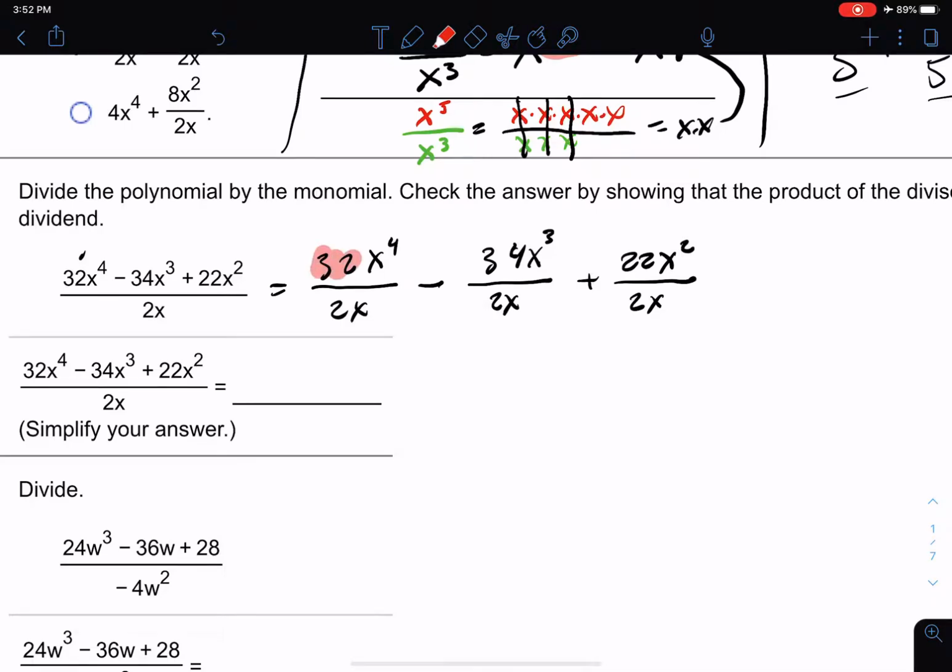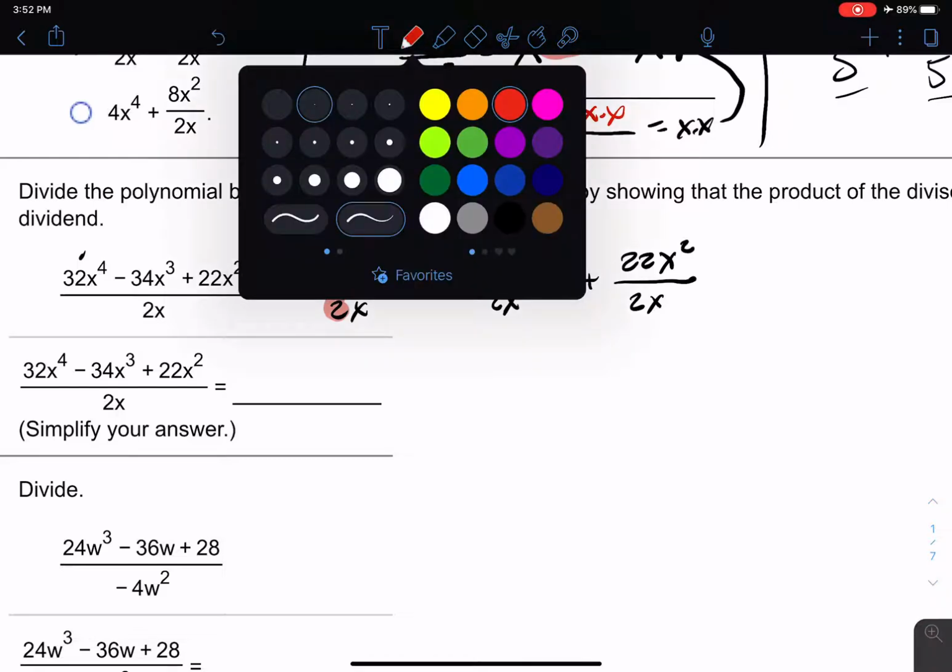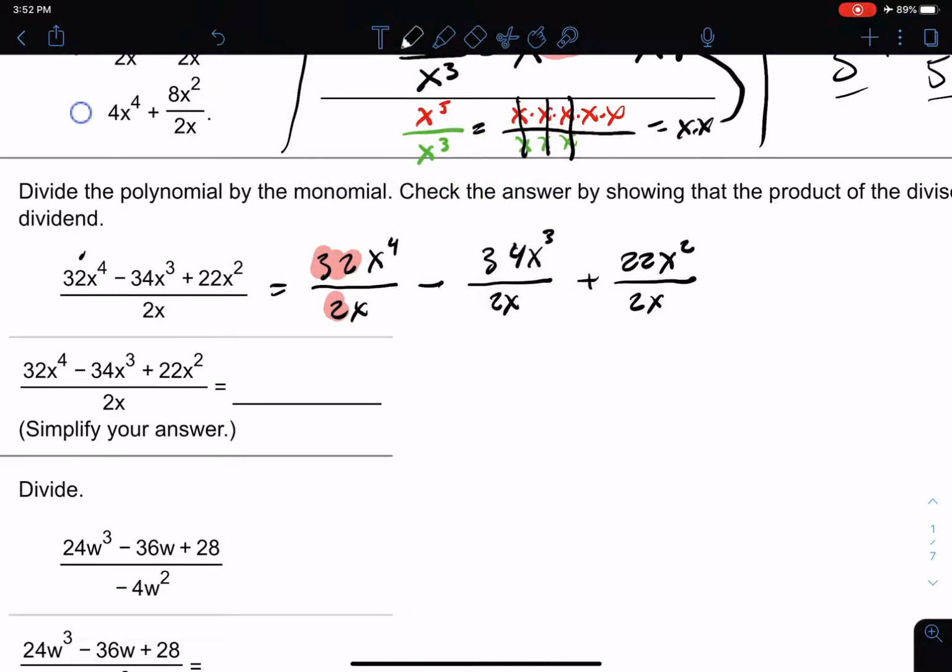I'm basically first taking a look at the numbers. So 32 divided by 2, well, that's just going to give me 16. And then remember, this is x to the fourth over x to the first. When you're taking a look at those exponents and you want to cancel them, you'd be canceling common factors. So 1x up top cancels 1x on the bottom, leaves us with x to the third. Or you can simply say 4 minus 1 leaves us x to the third, using that quotient rule.